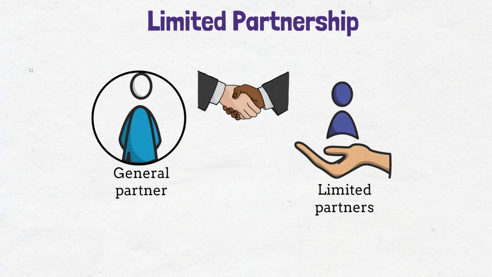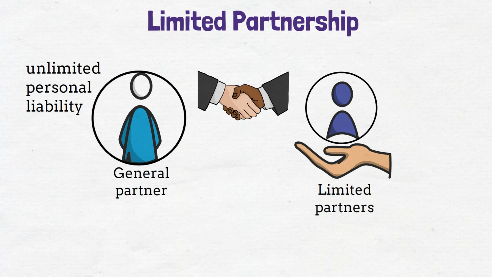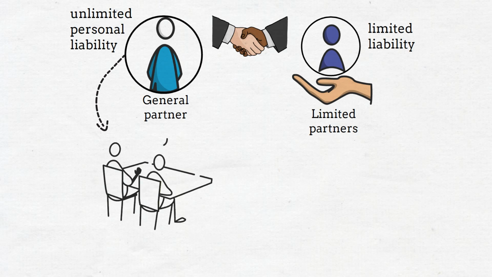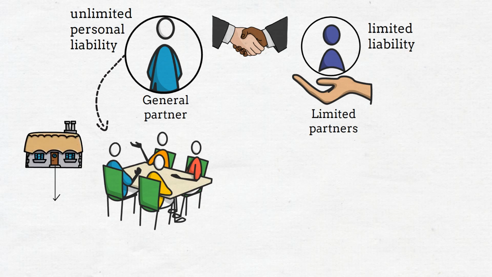The general partners have unlimited personal liability for the partnership's debts and obligations. In contrast, the limited partners have limited liability and are typically not involved in the day-to-day management of the partnership. The general partners manage the partnership and make all business decisions. They also have personal liability for the partnership's debts and obligations, meaning their assets may be used to pay off their debts. As a result, general partners often have greater control over the partnership.